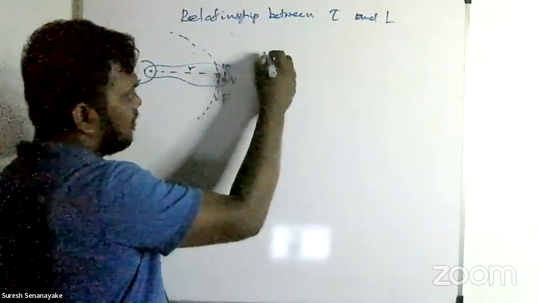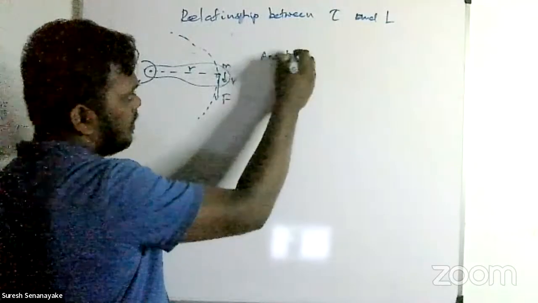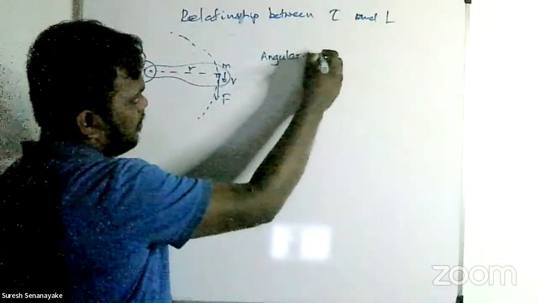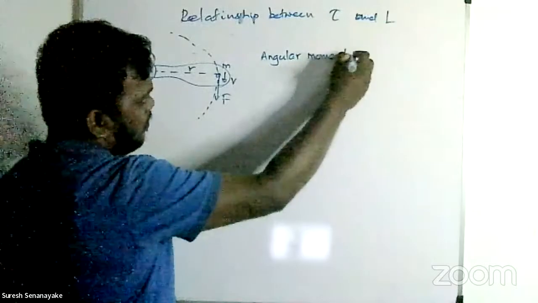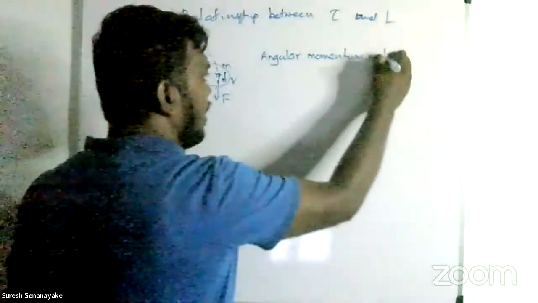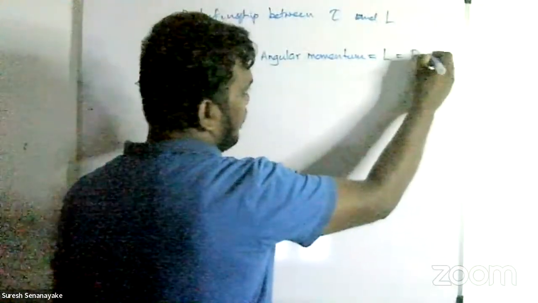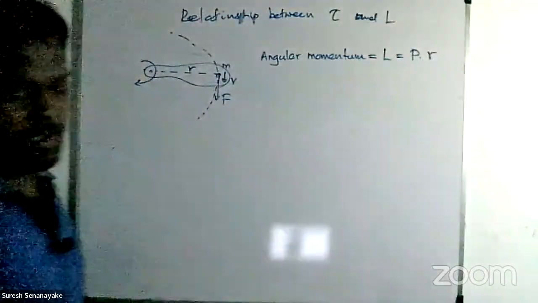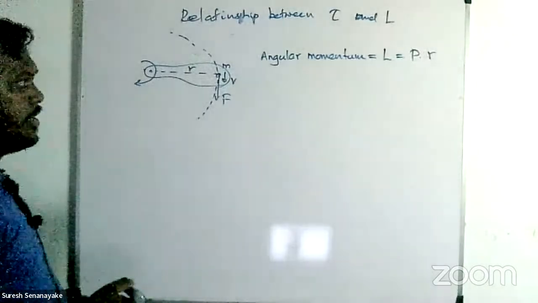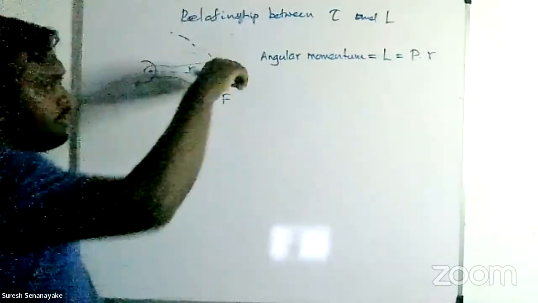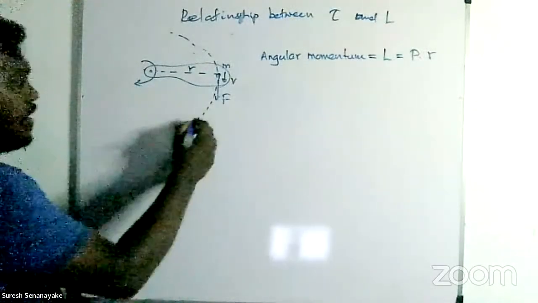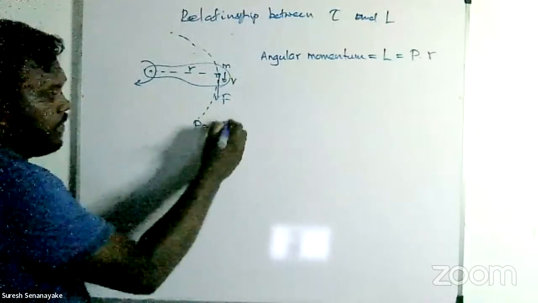The angular momentum of this particle, you can write, L equals the linear momentum times r, that is m v into r, considering the perpendicular direction, right? This m v is the linear momentum. Here you can write that p equals m v.